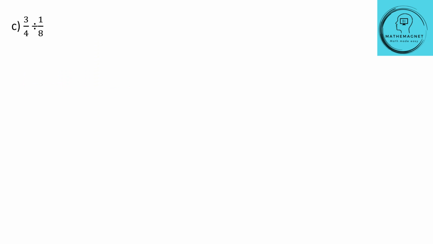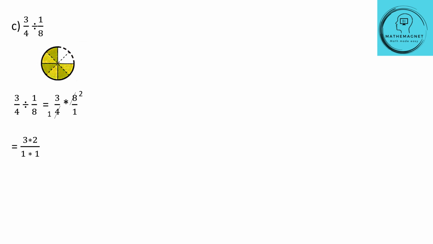Let's look at the next question. 3 by 4 divided by 1 by 8, which will be 3 by 4 into 8 by 1. So 4 and 8 cancel out each other 2 times. So it becomes 3 into 2 by 1 into 1, which is equal to 6.